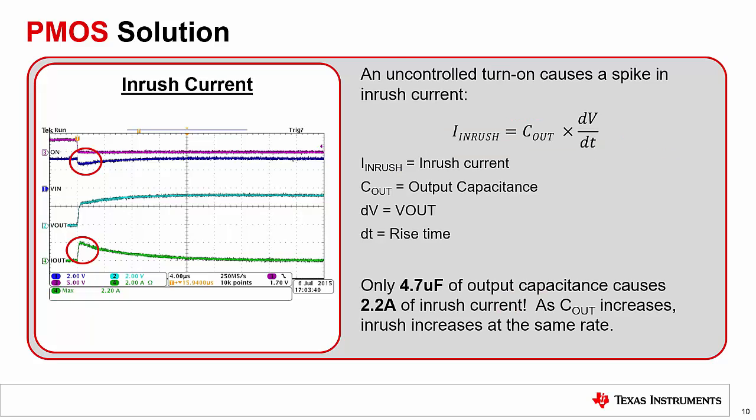This is because when the switch is turned on, the voltage ramp rate is uncontrolled and comes up in nanoseconds. This fast turn-on causes the capacitor to charge very quickly, and according to the equation I = C dV/dt, this results in a large inrush current. In this case, it only takes 4.7 microfarads to generate over 2 amps of inrush current.